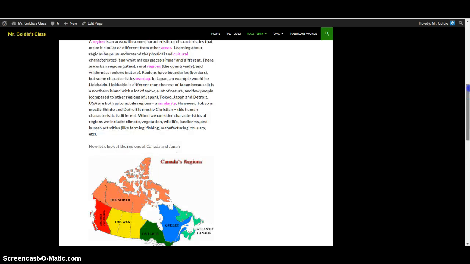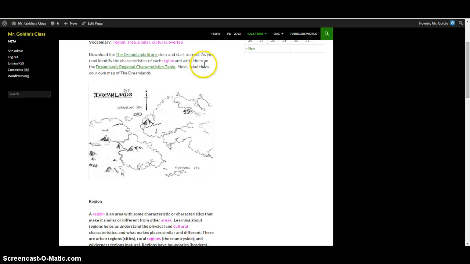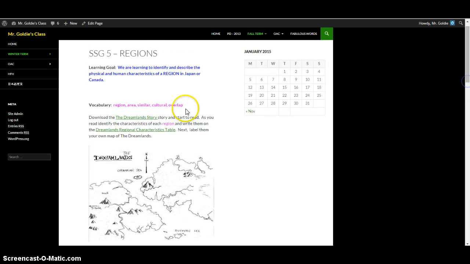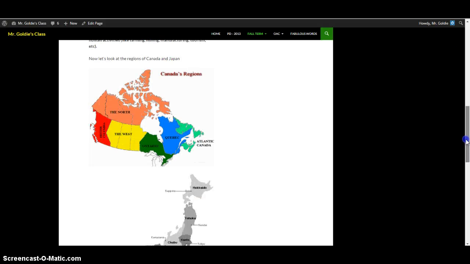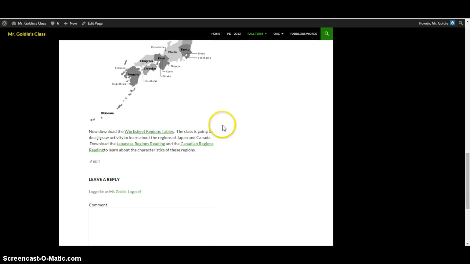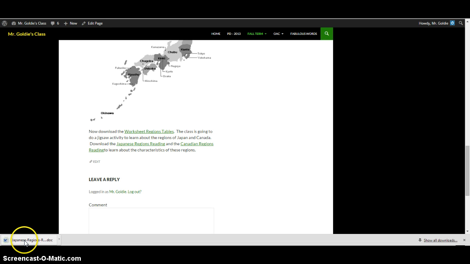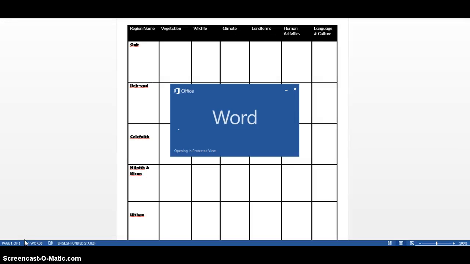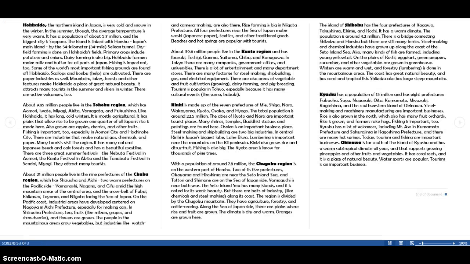Okay, so go back and complete the AWL words for this unit. Write your learning goal down in your learning goals chart. And then begin the Dreamland story and the Dreamland's regional characteristics activity. When you're finished with that, you go down here, do this reading on the regions of Japan.